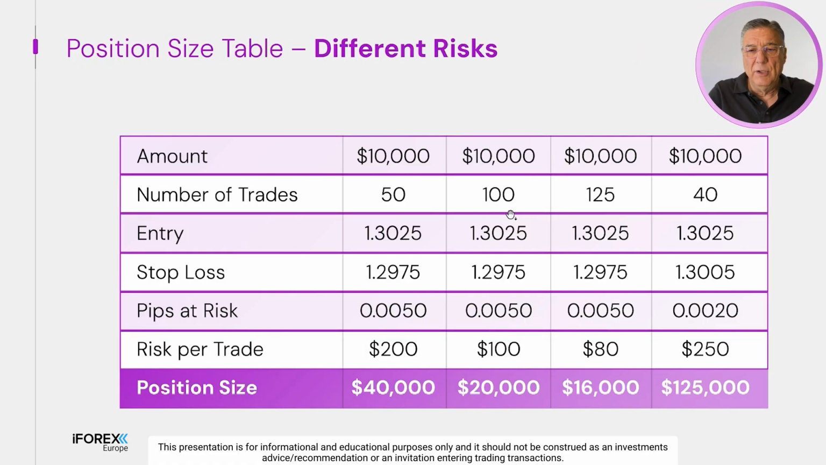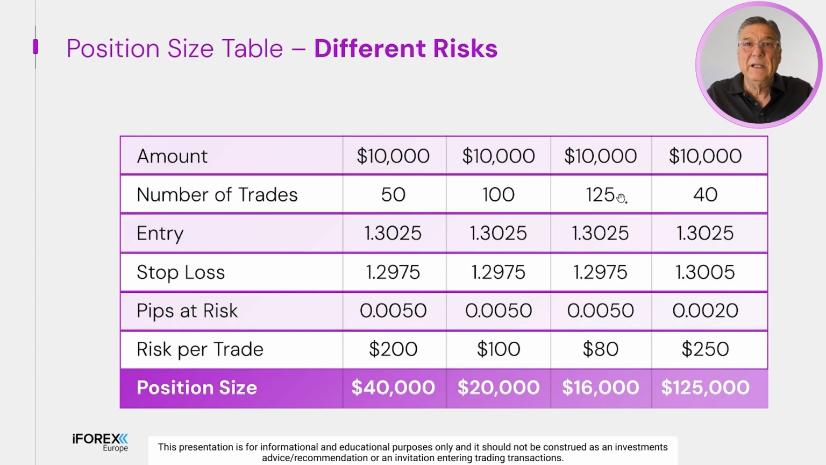Let's go to this example where the trader decides that they want to trade 100 trades instead of 50. So if we do the maths, $10,000 divided by 100 trades is $100 risk per trade. The entry point and the stop loss is the same, so the pips at risk are 50 pips. So we do the division, $100 divided by 0.005. The answer is $20,000 position size. Clear, right? So let's move to the next example.